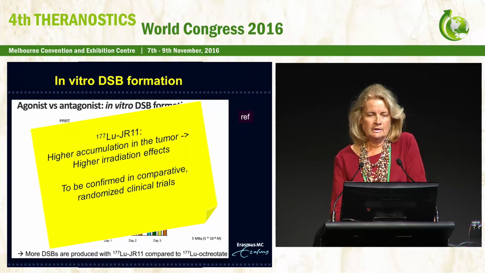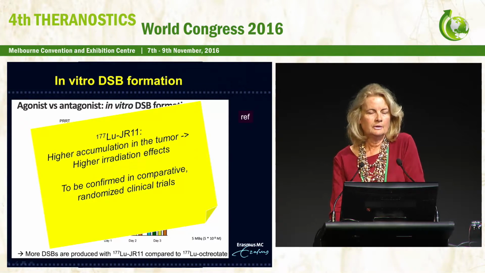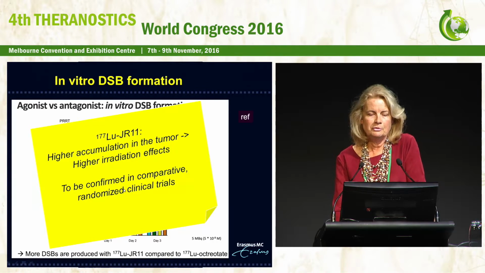So the antagonist labeled with lutetium led to a higher accumulation in the tumor cells and higher irradiation effects, so more double-stranded breaks. And this is to be confirmed. We also saw that in the mice, and now we need comparative randomized clinical trials.